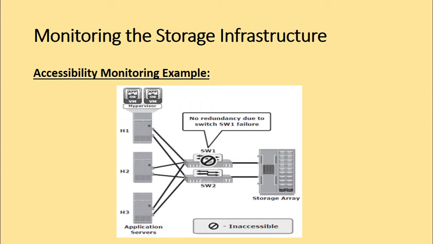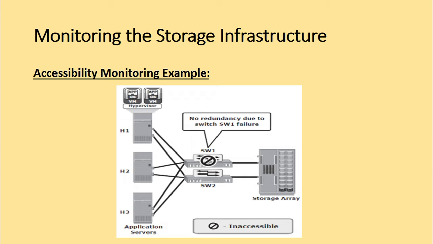However, due to the absence of a redundant switch, a second switch failure could result in inaccessibility of the array. Now, if the second switch also fails, that could result in inaccessibility to the array. Monitoring for accessibility enables detecting the switch failure and helps an administrator to take corrective action before another failure occurs.